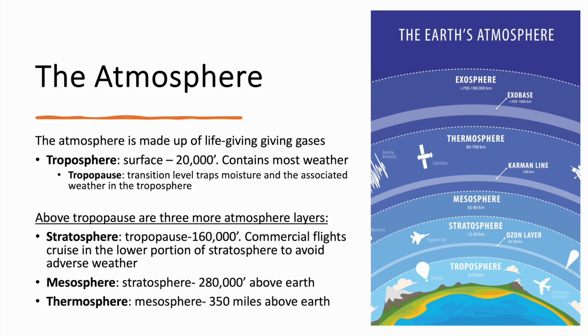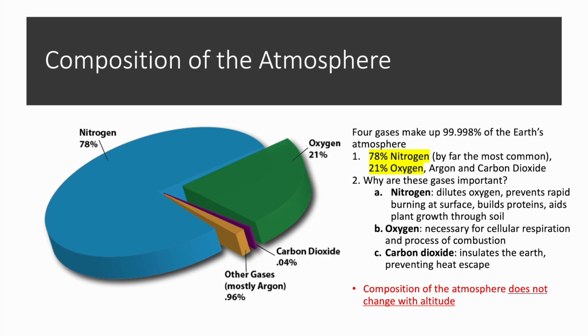Above the troposphere, you have something called a tropopause, which is kind of like a cap layer that holds all the moisture into the troposphere. Above that, you have the stratosphere. So most commercial flights are going to occur within the lower layer of the stratosphere. Above that, you have the mesosphere, and the thermosphere, and exosphere. And we've seen this slide before, looking at composition of the atmosphere. So composition does not change with altitude, but the pressure does.